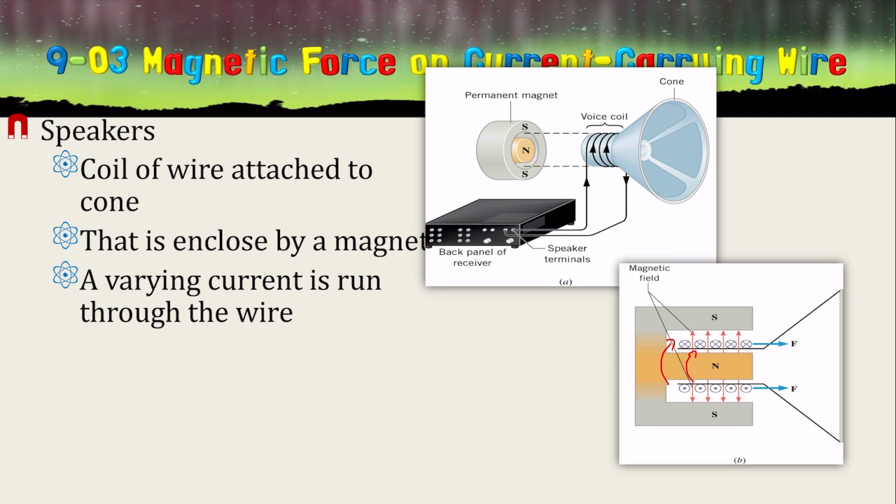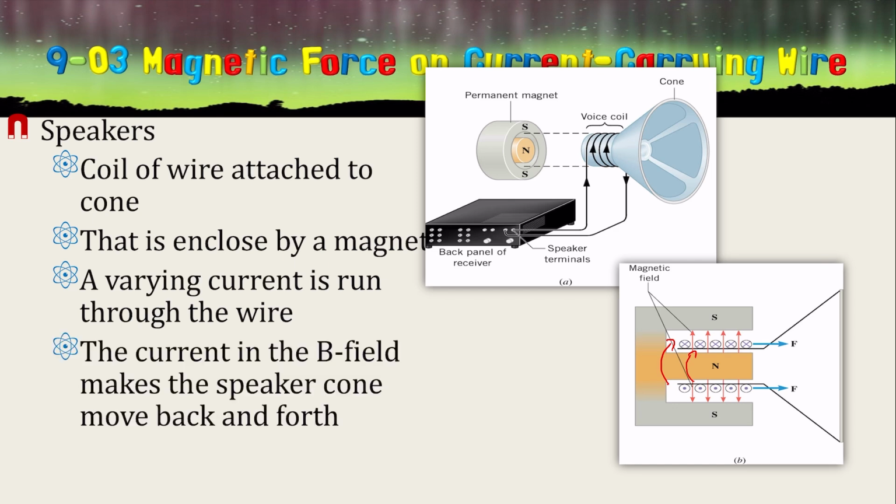Using your right-hand rule, you can see that that forces the speaker cone out. When the current goes the opposite direction, it'll force the speaker cone back. So that's going to make the speaker cone go back and forth. And that pushing back and forth makes the sound.